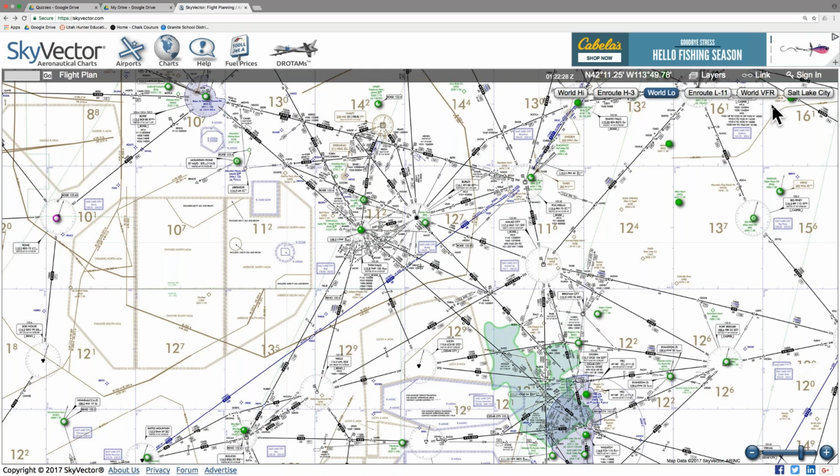VORs, VORTACs, TACANs, ILS, localizers. Any of those will be acceptable answers for ground-based navigational aids.